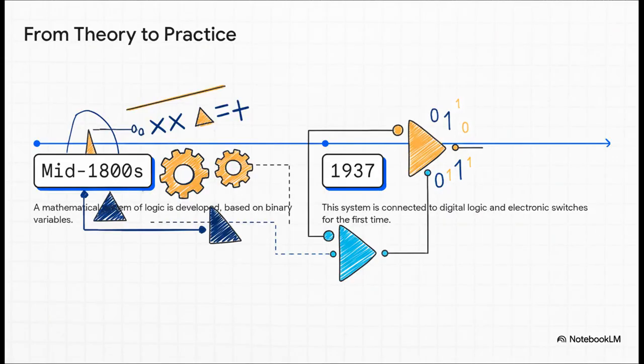And this timeline just perfectly illustrates the incredible journey from an abstract idea to world-changing tech. For almost 100 years, Boolean algebra was just this mathematical curiosity, a cool idea, but that's it. And then this guy Claude Shannon comes along and has this light bulb moment. He realizes this 19th century math is the perfect language for describing electronic switches. And boom, the foundation for all modern computing is laid.